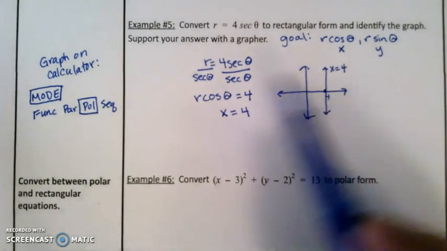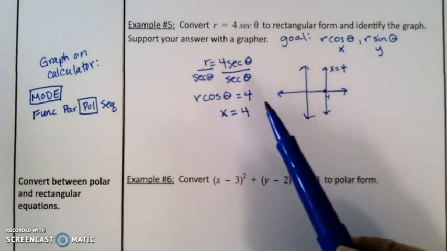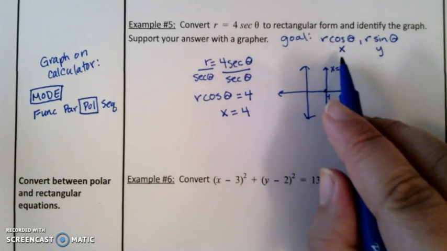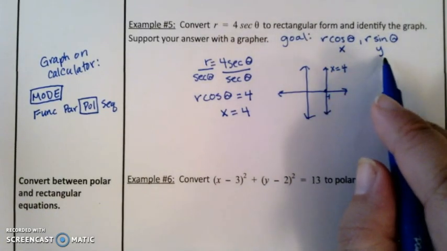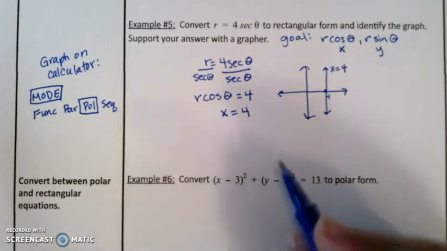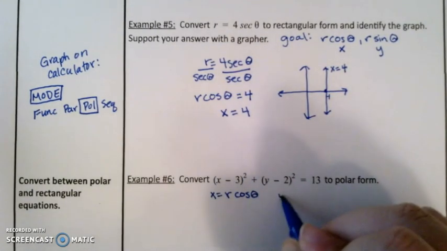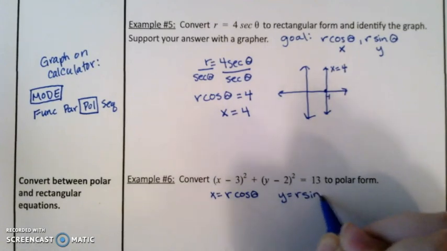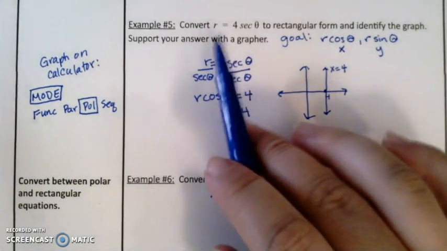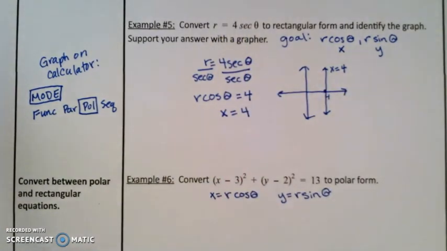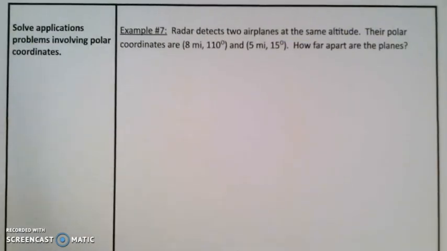All right, for example 6, I'm going to let you do this. It's the same process that we just did in example 5, except now instead of going from r cosine of theta to x and r sine of theta to y, you want to substitute x for r cosine of theta and y for r sine of theta. And then just like up here, you want to write your answer r equals something in terms of theta, so r of theta.